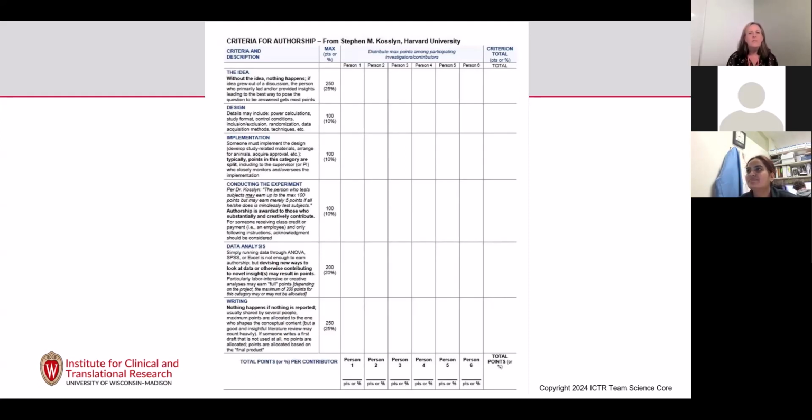This one is from Stephen M. Koslin from Harvard University. It was actually shared with me by another group that I collaborate with. And so this one's very, very specific. It goes through and it has you rate and you get points for the different aspects that you are contributing to the paper. So did you have the idea? Were you involved in the design, implementation, conducting the experiment, data analysis? And you'll notice that each person's listed, and you can make this grid as big as you like, and people get points. And then as you look at the different points, you can decide the order of the people, the order of the authors.